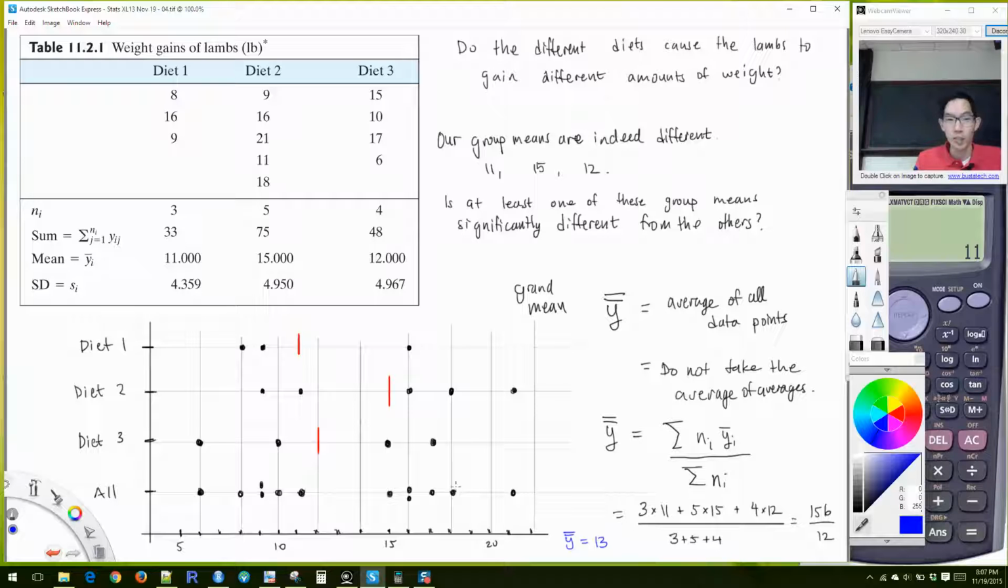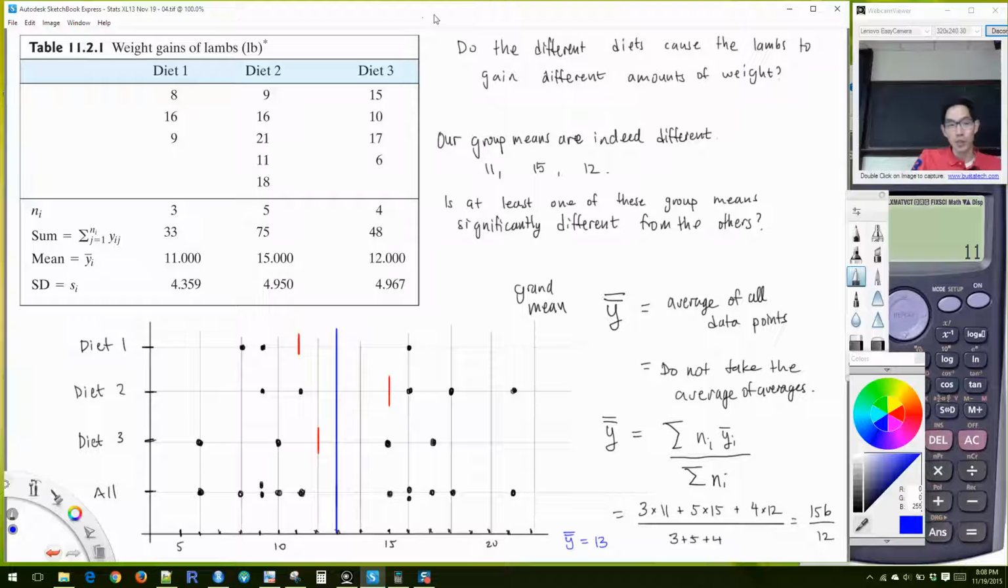Is that okay? And so the grand mean, I'm going to draw a blue line, is right here. So this is the grand mean. If we average all the data points together, the grand mean is 13. And we want to know, are any of these group means significantly different from the grand mean of everything?